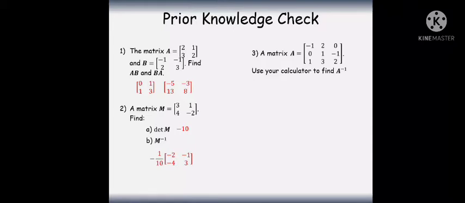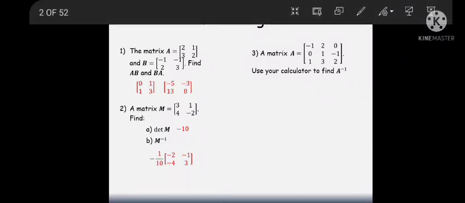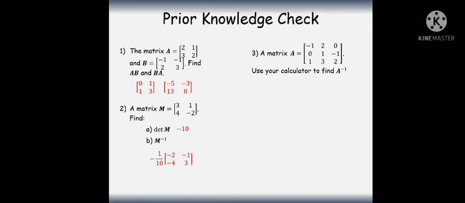Okay, so for number 1, you should have, the left one is AB and the right one is BA. For question 2, the determinant is minus 10. And for part B, we've got minus 1 over 10, lots of minus 2, minus 1, minus 4, and 3. For the third one, that should be pretty easy. It should only take about 2 minutes, that one. That's number 3.